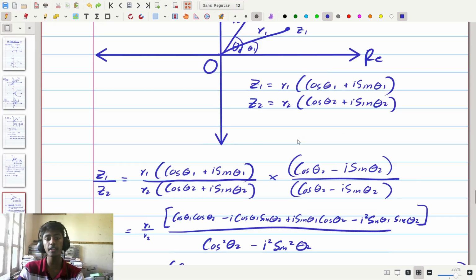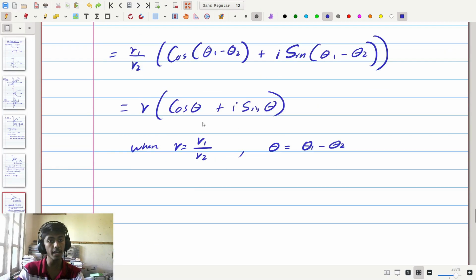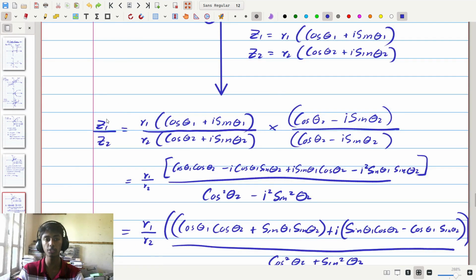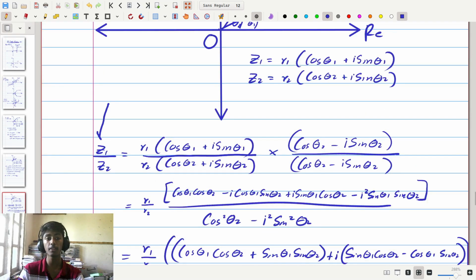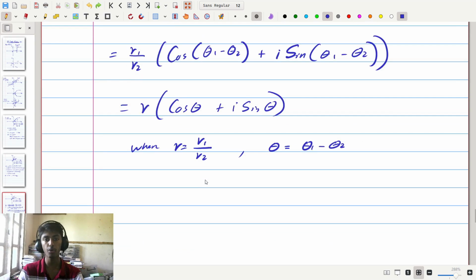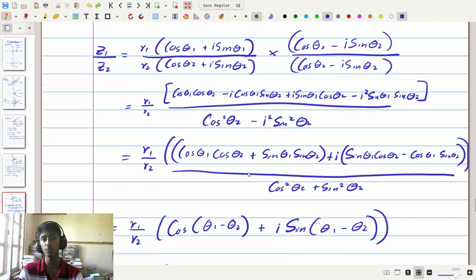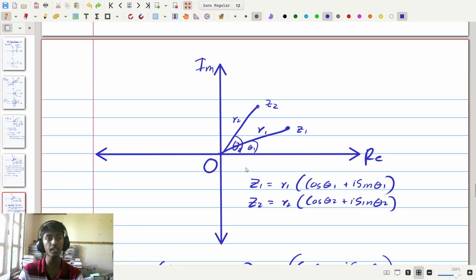But down here we can see the total radius we get is r1 divided by r2, where r1 is the radius of the number on top and r2 is the radius of the number on bottom, and the angle theta is theta 1 minus theta 2, where theta 1 is the angle of the number on top and theta 2 is the angle of the number on bottom. So therefore, similar to how we did multiplication, we can very easily find one number z1 divided by another number z2 in the complex plane.